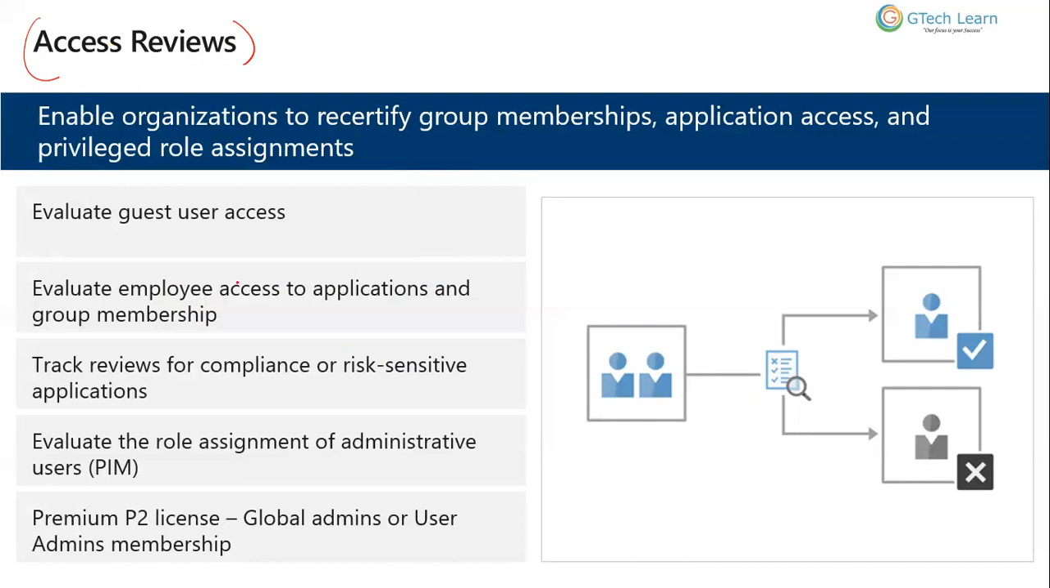So that is used for evaluating the guest user access. We can evaluate the employee access to a specific application as the group membership. We can track the review for compliance and risk-sensitive applications. We can also utilize the access review for the PIM roles. And apart from that, the important thing is that if you want to utilize the access review feature, you must have the Azure Active Directory Premium P2 license enabled and the global admin membership. Then you can go ahead and create the access review. That's okay.